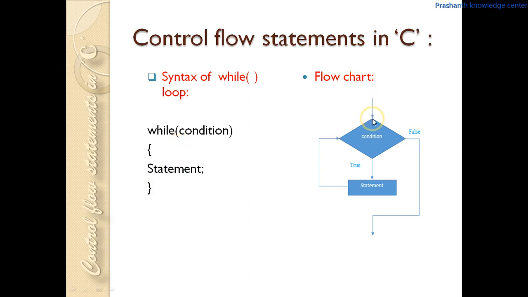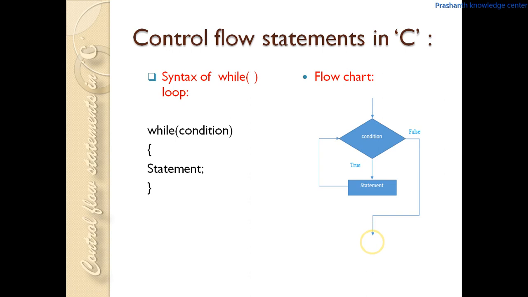In the flowchart, first it will check the condition. If the condition is true, it will go to the statements, that means it will enter into the loop. After executing the statements in the loop, it will go to the condition again and recheck it, and if it is true, it comes to the statements again. This continues until the condition becomes false. If the condition becomes false, the loop will be terminated, and it will go to the next line, that means it will come out of the loop. This is about the while loop.